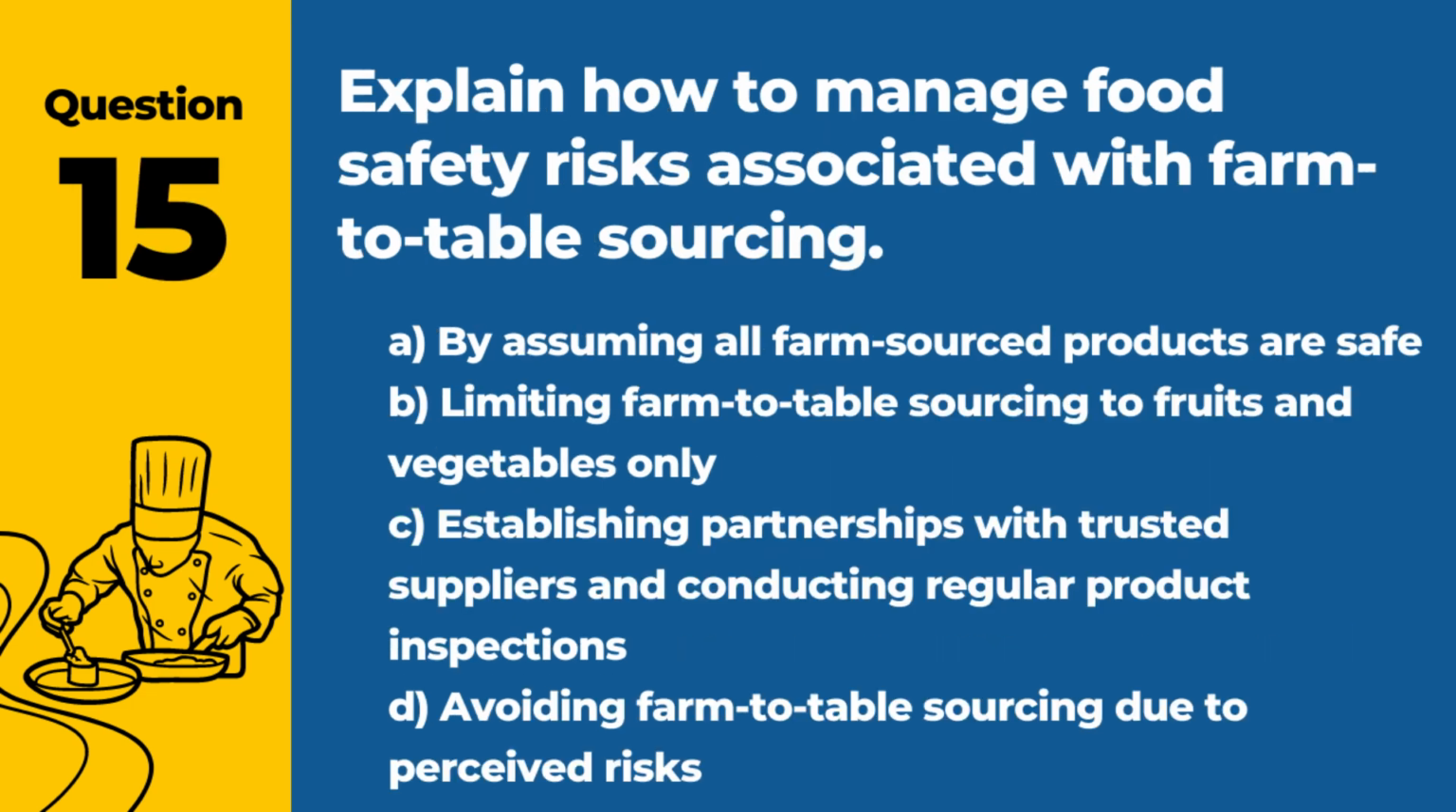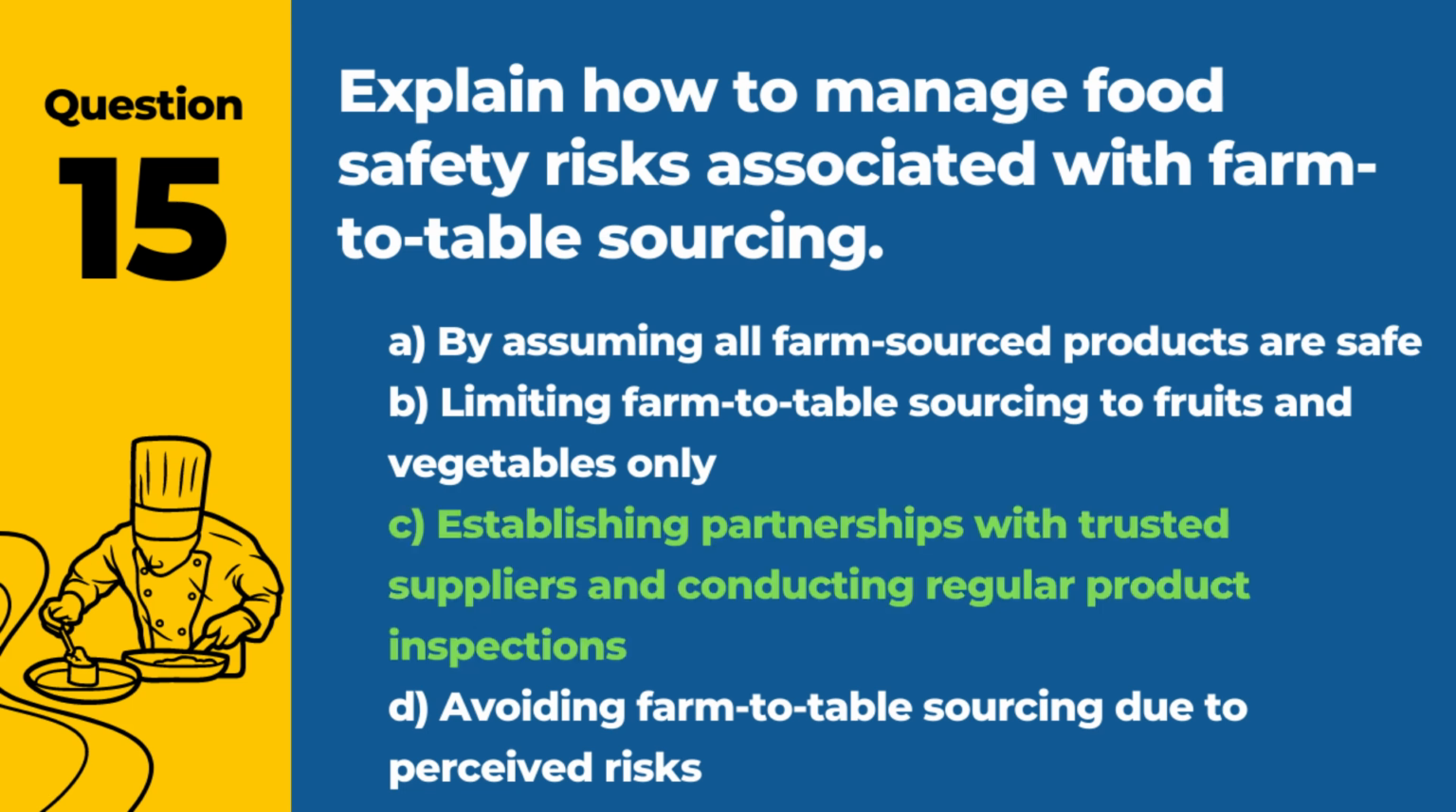Question 15. Explain how to manage food safety risks associated with farm-to-table sourcing. A. By assuming all farm-sourced products are safe. B. Limiting farm-to-table sourcing to fruits and vegetables only. C. Establishing partnerships with trusted suppliers and conducting regular product inspections. D. Avoiding farm-to-table sourcing due to perceived risks.